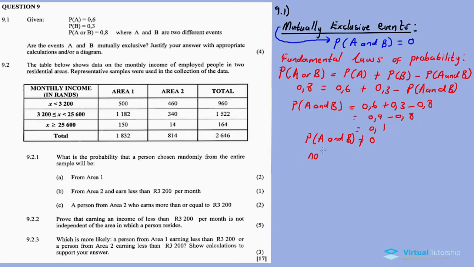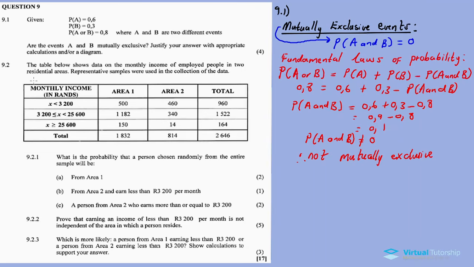So it means this event is not a mutually exclusive event. Why? Because the requirement for a mutually exclusive event is that the probability of A and B must be 0, but in our case it's 0.1, so this is not mutually exclusive.